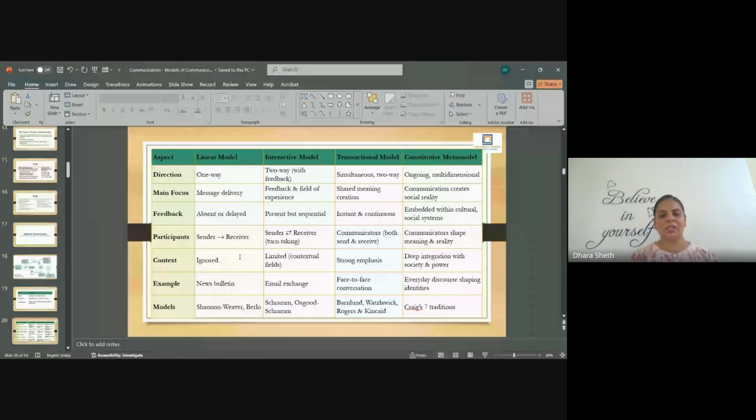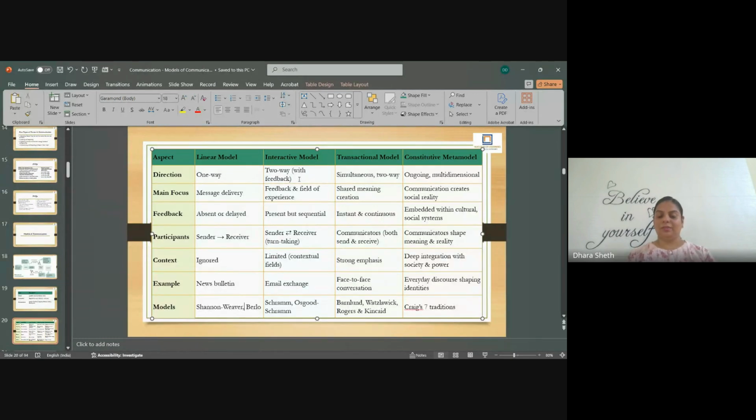The context is usually ignored. Whatever message they want to say, they say, and the audience is usually huge. So the context is so vast for everyone that it does not conform to a particular section of people. For example, news bulletin. The Shannon Weaver and Berlo models are linear models.